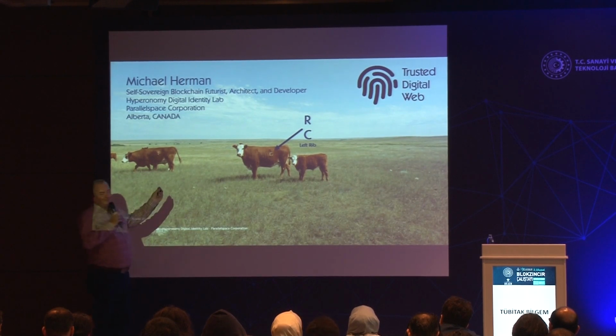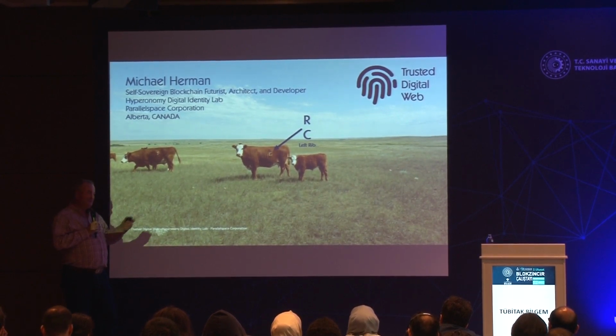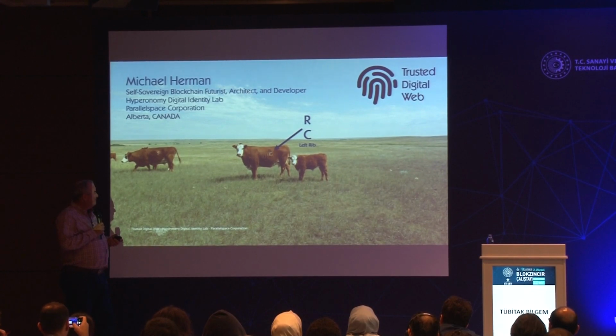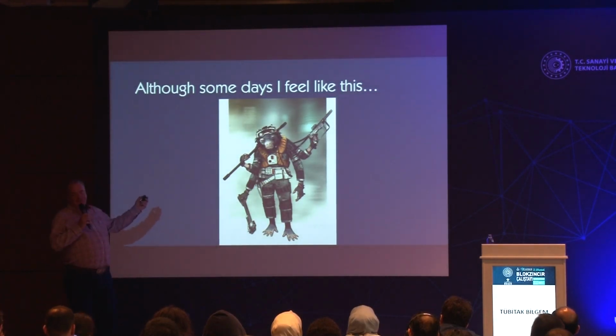And that's what the Alberta prairie looks like. It's flat. It's not like what I've seen of Turkey so far, although you seem to have dry weather, at least on the ground, similar to ours. Some days I feel like this. I just like this picture, so I thought I'd put it up. But this is what a blockchain architect looks like on a good day.